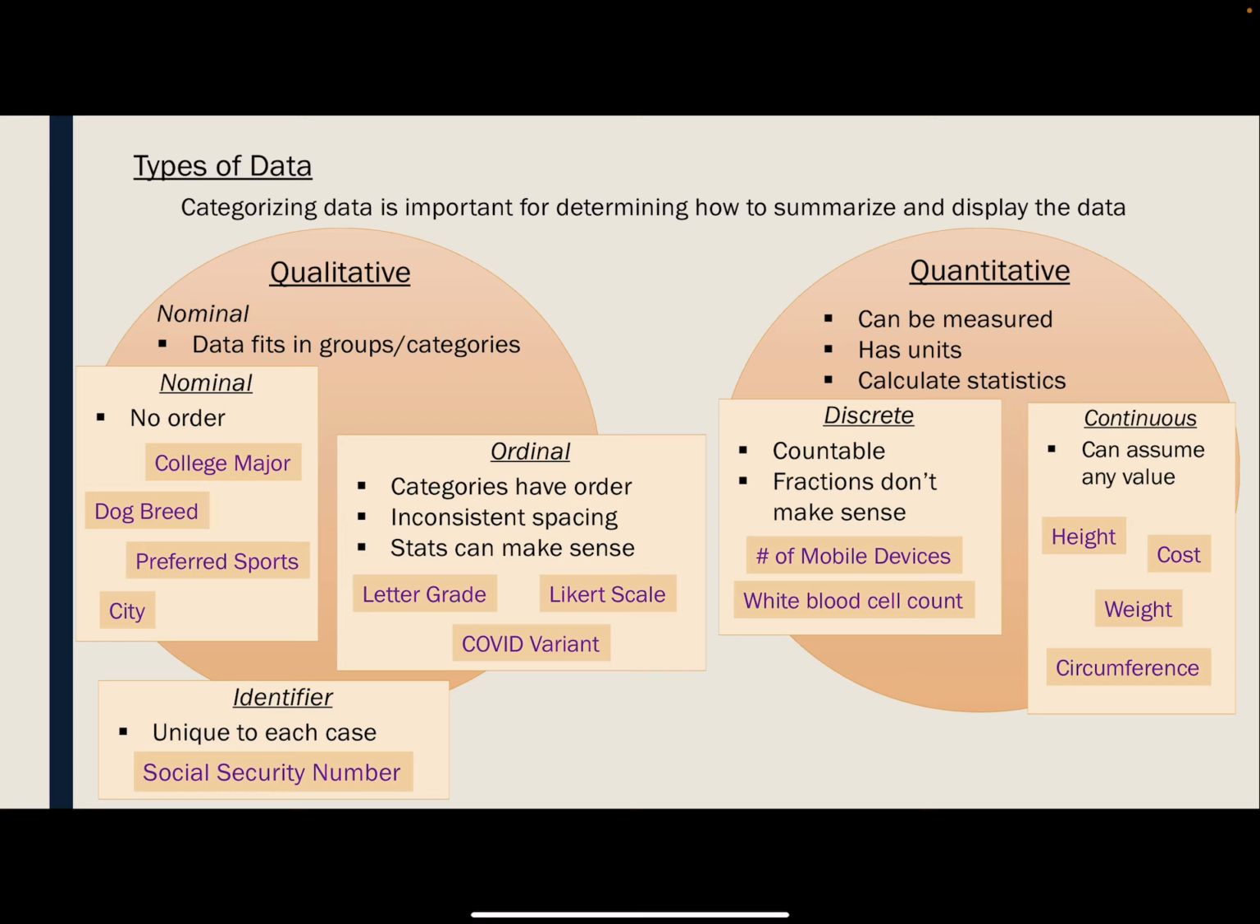A continuous quantitative variable can assume any value. So if I say, how tall are you? Now I might say I'm 5 feet 4 inches tall, but that's a rounded number. I can still be 5.367892 feet tall. I almost said inches, feet tall. So that would be a continuous quantitative variable. So height, the cost of something, weight, anything that's measured in a length. So I put circumference here, but anything that's measured in a length would be a continuous quantitative variable.